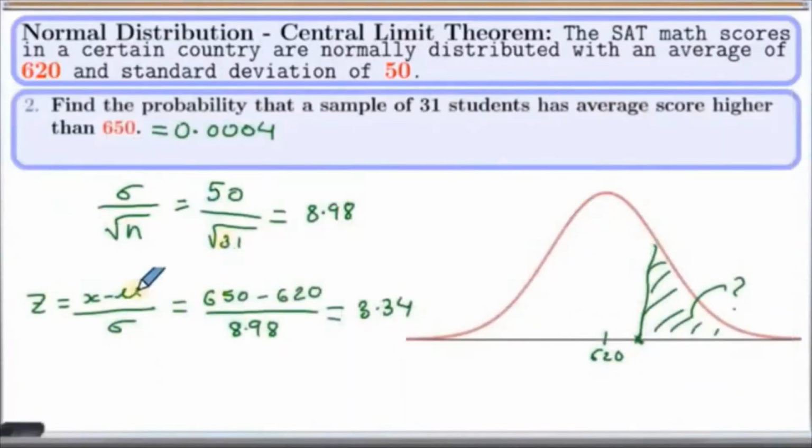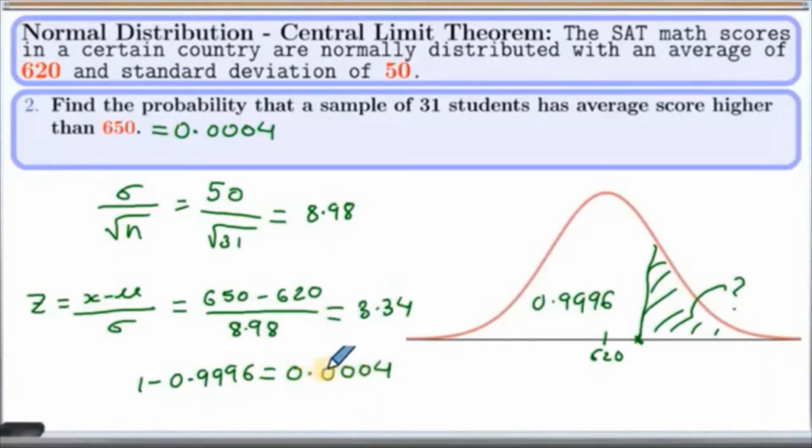That area is this one over here, the area to the left. Since we need the area to the right, this area here, all we need to do is subtract this number from 1. So let's do that. 1 minus 0.9996 is equal to 0.0004. And this is exactly what we got using the calculator also.